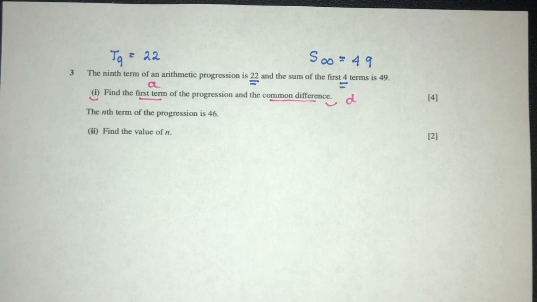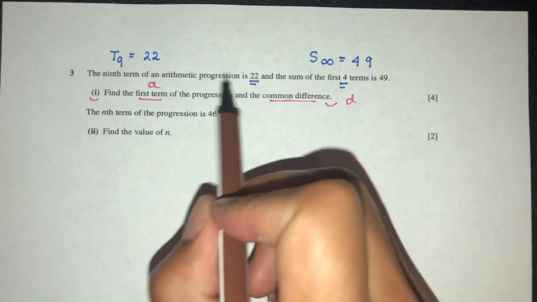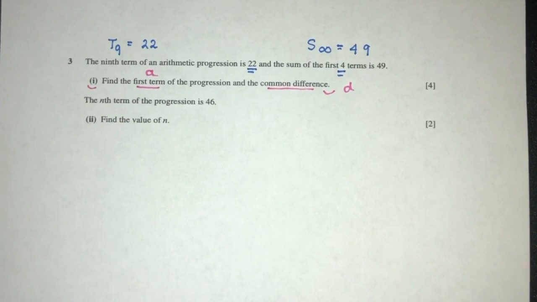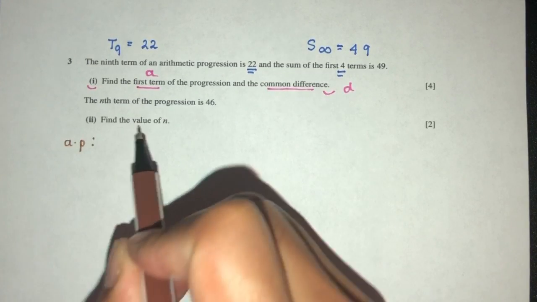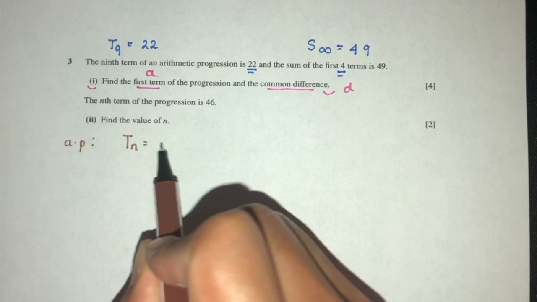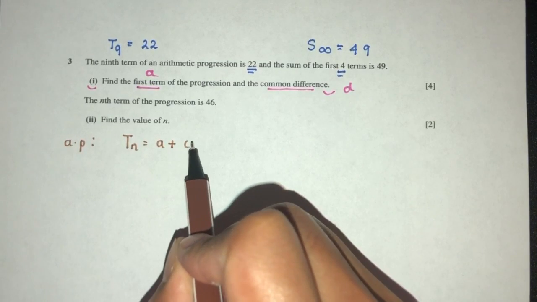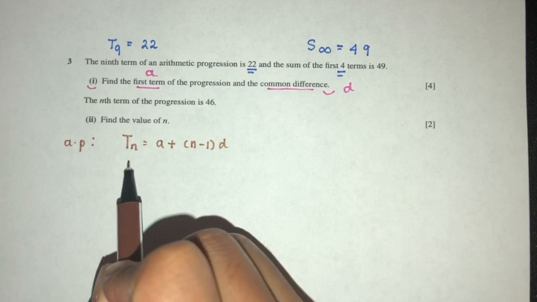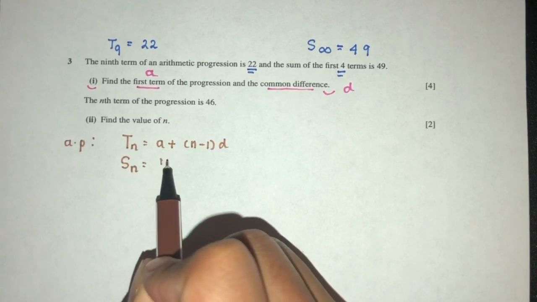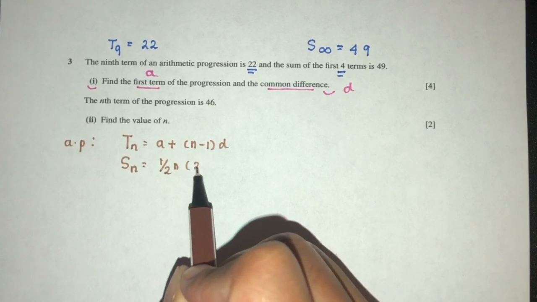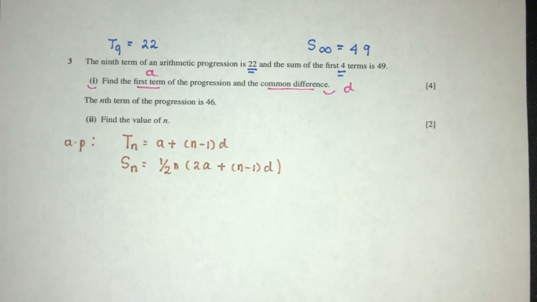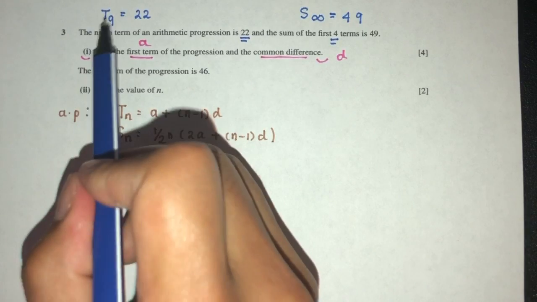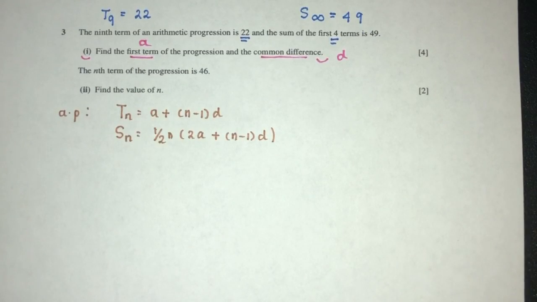Okay, so now since we know it is an AP, it is given to you by the question, let's first write down all the formulas we know for AP. So AP, we know that the nth term is given by a plus n minus 1 times d. The sum of the first n terms is half times n times 2a plus n minus 1 times d. So now we have a few pieces of information we can use to form equations.